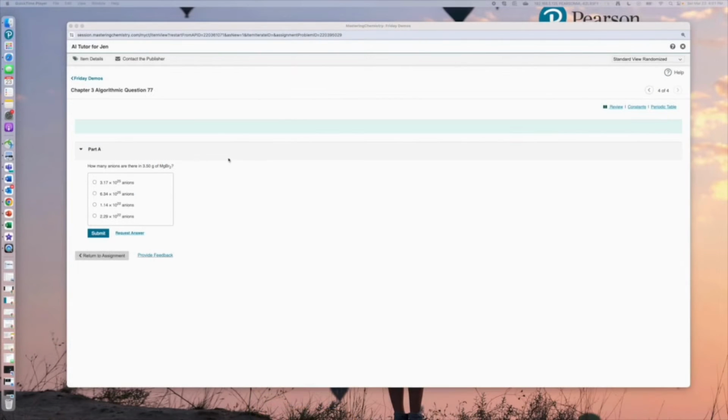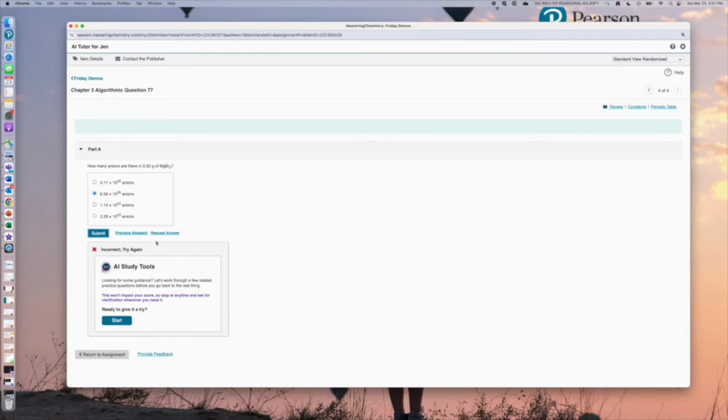Course, and I'm given the question about answering how many anions there are in 3.5 grams of magnesium bromide. So I'm going to go ahead and answer, and hopefully I don't get it correct. I didn't. And so in this case, whereas in the past, I would just get an opportunity to practice without any formative aspects, now I have a chance to interact with our AI tutor.